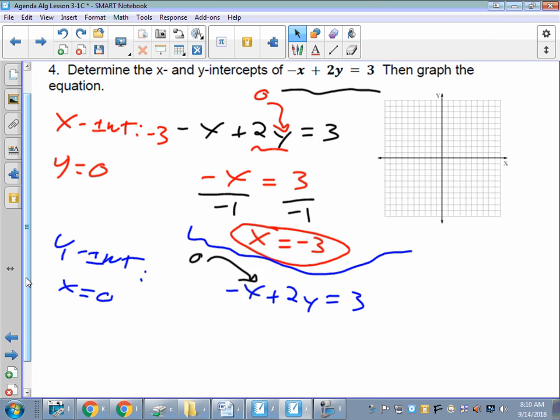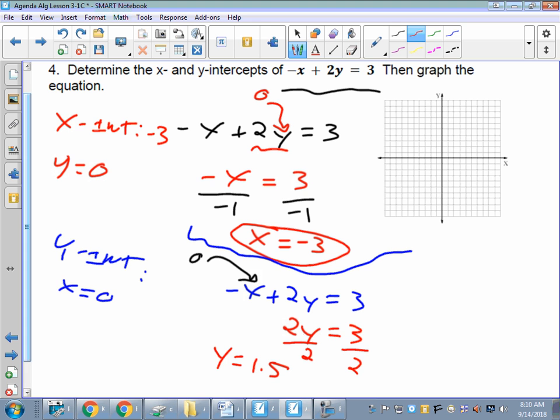Okay? And so now what we're left with is 2y equals 3. If I divide by 2, just solving for y now, I'm going to end up with y equals 1.5. So my y-intercept is 1.5. And my x-intercept is -3. So now we're going to graph those over here. So x is at -3, so I should be back here somewhere.